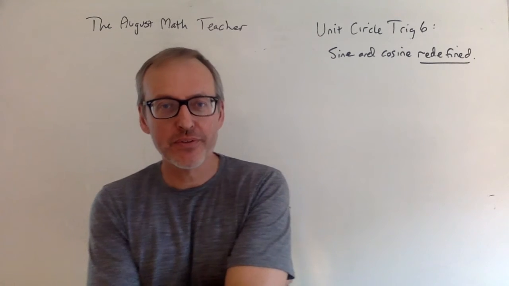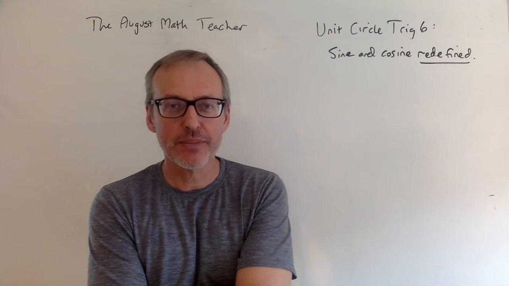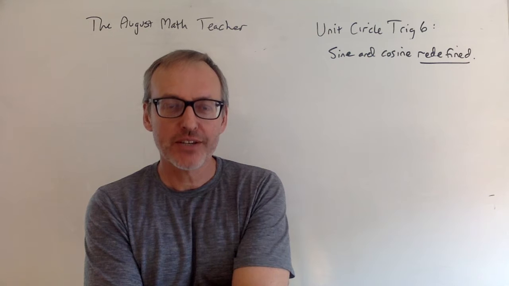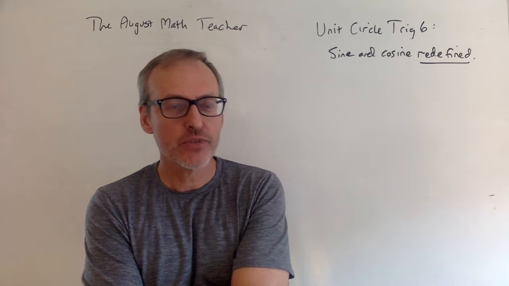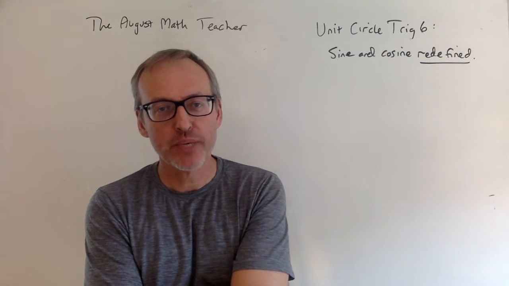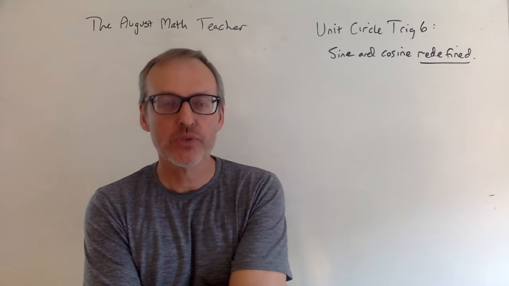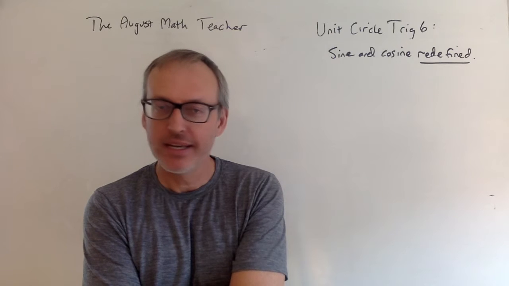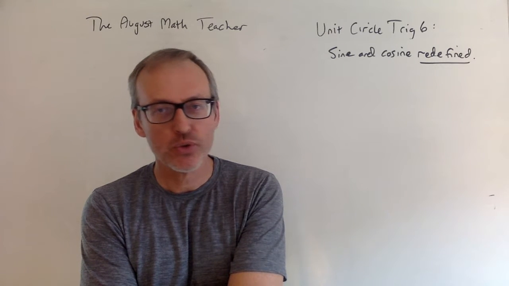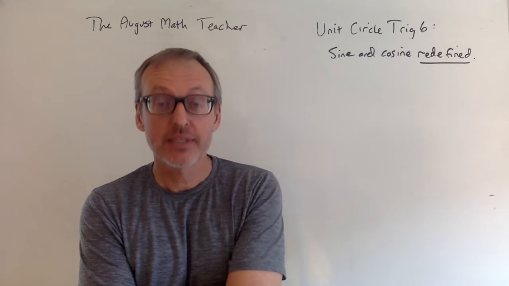Alright, if you followed the previous 5 videos, you've arrived at the big one. This is where we actually do some trig. Everything so far has been about angle measure. It's been about redefining angles as rotations and redefining angle measure using these new things called radians. And now we're set up to redefine sine and cosine.